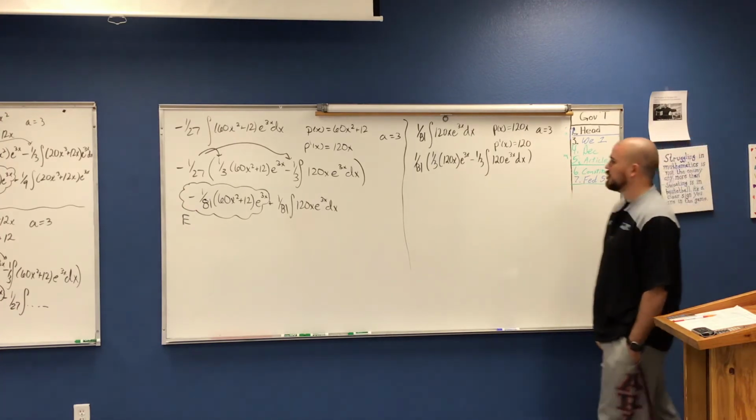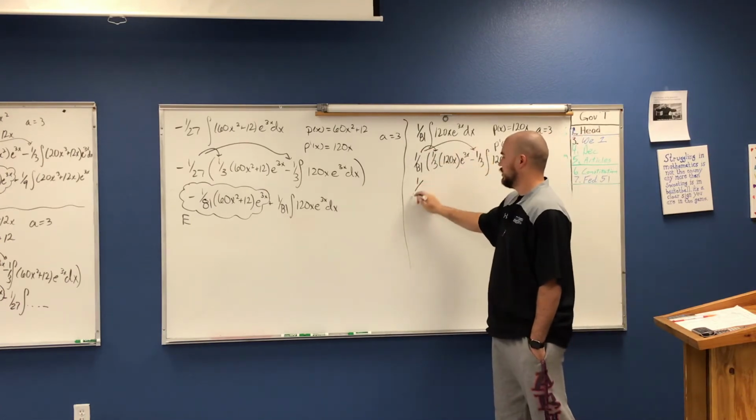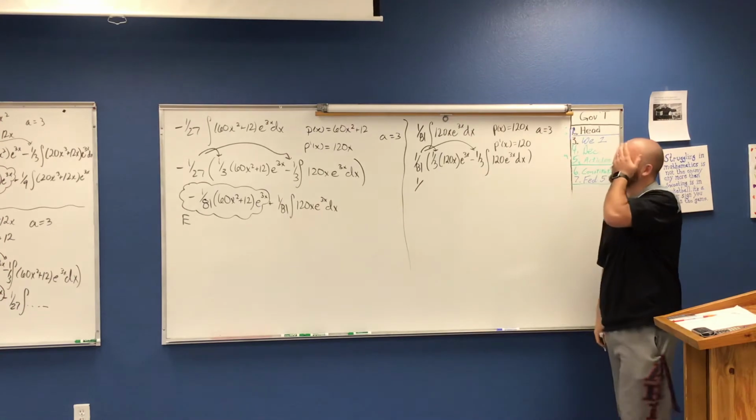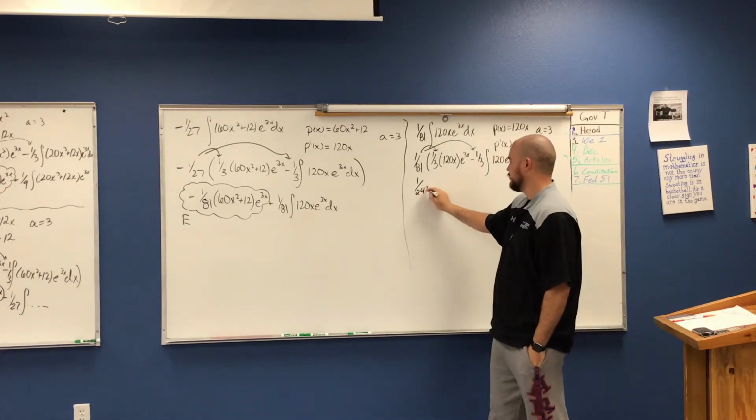Almost there. Distribute through. 81 times 3 is 243, plus 240.